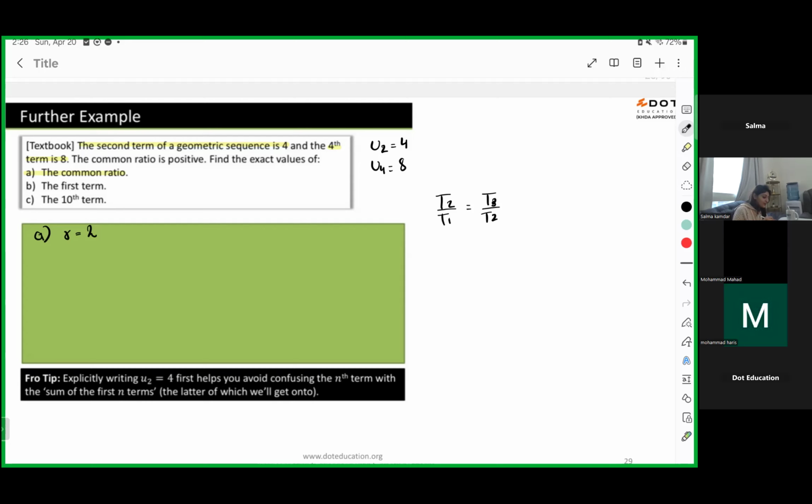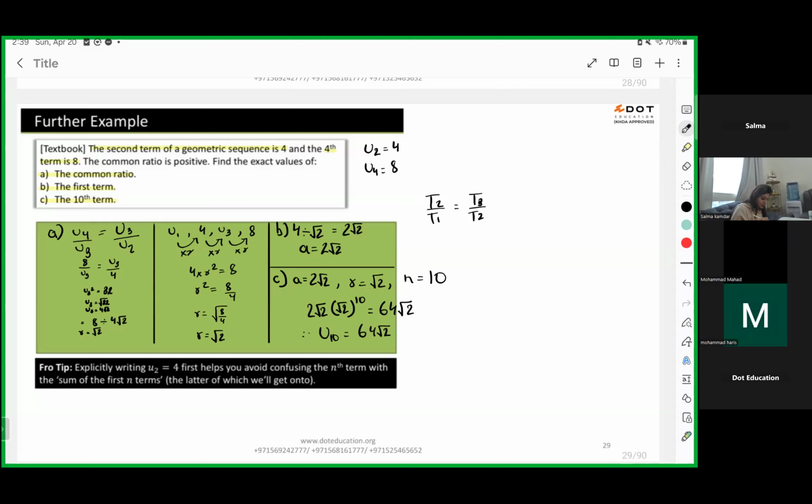So my 4 into R would give me my U3, into another R would give me my U4. So I could say 4 into R square is equal to 8. So my R square is 2 and my common ratio is root 2. Please think over it and let me know.